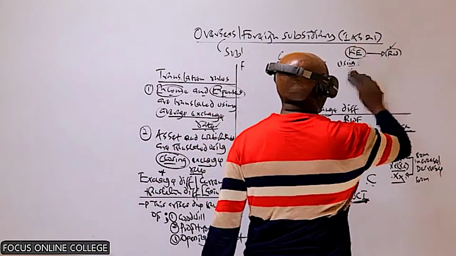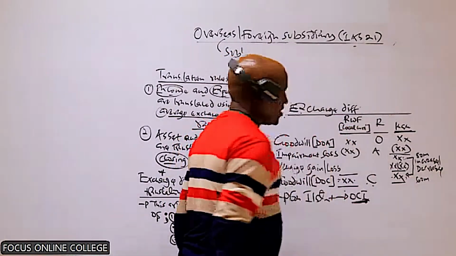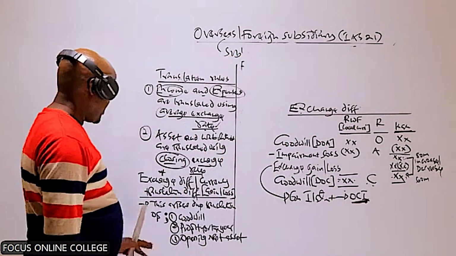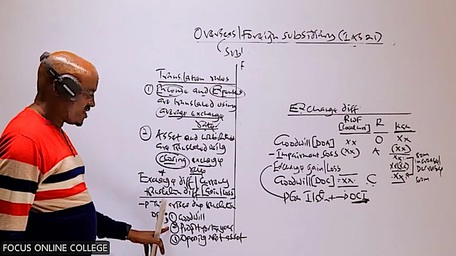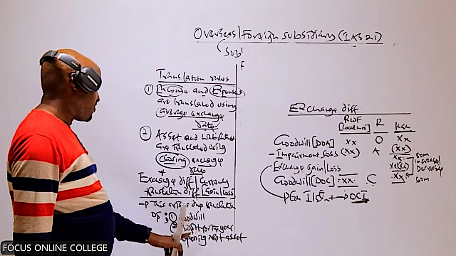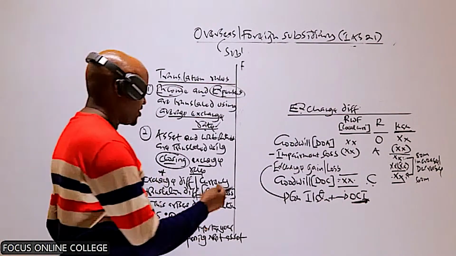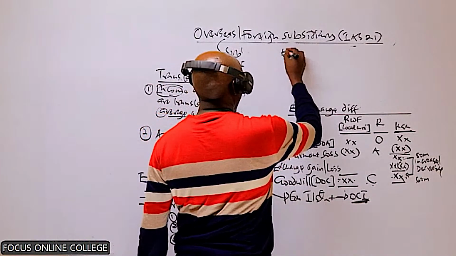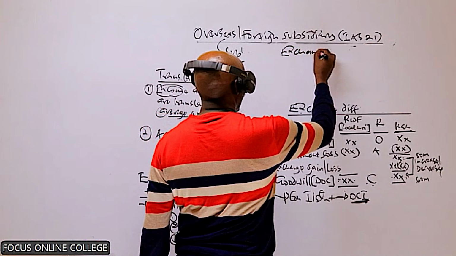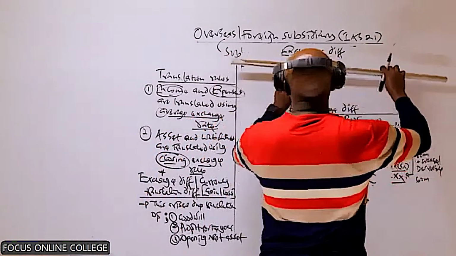So then from there, the next task we look at is how we compute the exchange difference arising from translation of these two items: profit for the year of the subsidiary and opening net asset of the subsidiary. We compute the exchange difference together here for those two items, the exchange difference on translation of those two items.